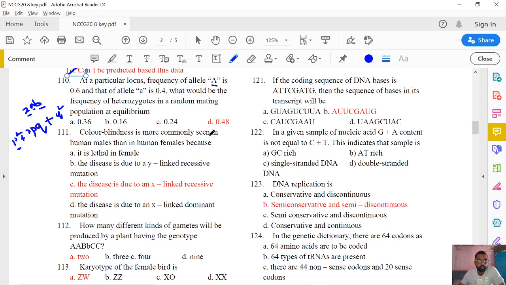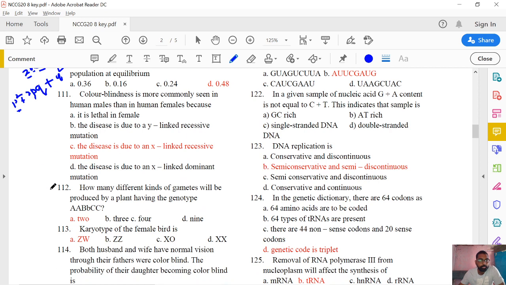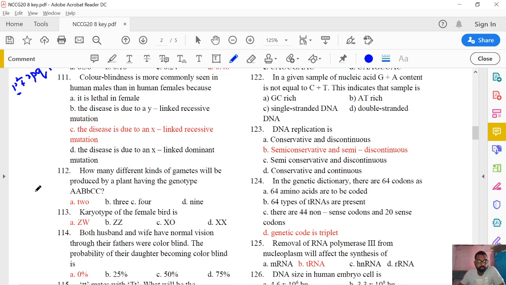Color blindness is more commonly seen in human males than in human females because it is X-linked. How many different kinds of gametes will be produced by a plant having the genotype? The formula for this is 2 power n, where n is the number of heterozygous genes. So 2 power 1, therefore it is 2. If it is capital A small a, capital B small b, capital C small c, then it will become 2 power 2, therefore the answer will be 4.